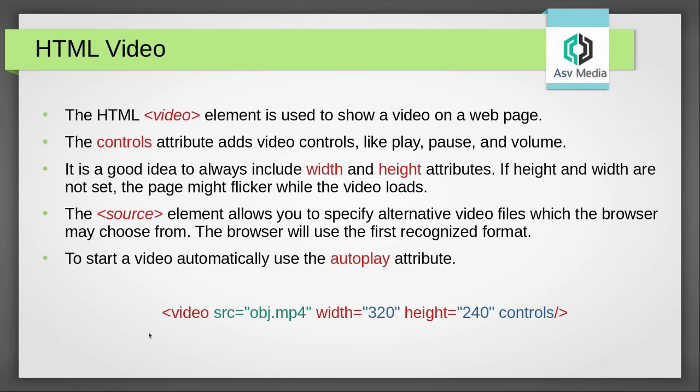Here is the basic syntax of the video element. It starts with video, src, which is the source of the video, that is obj.mp4, and here the width and height. Adding this, you will get a video thumbnail of 320 width and height of 240. And adding controls means you are adding controls like play, pause and volume to your HTML video.